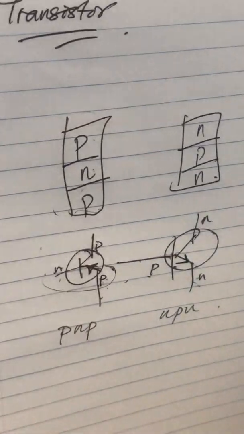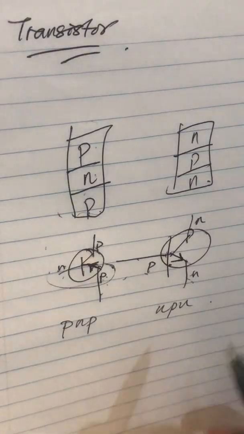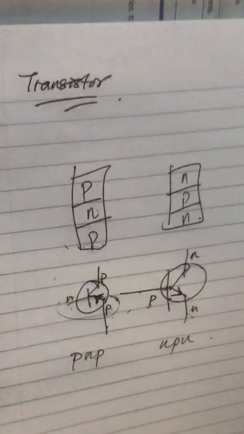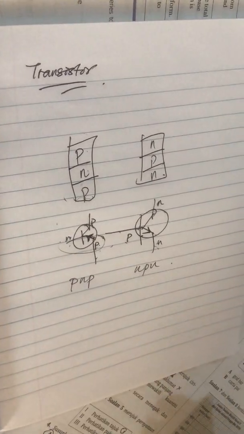Okay, so what is the function of a transistor? It can be an amplifier. It amplifies current probably 1,000 times.